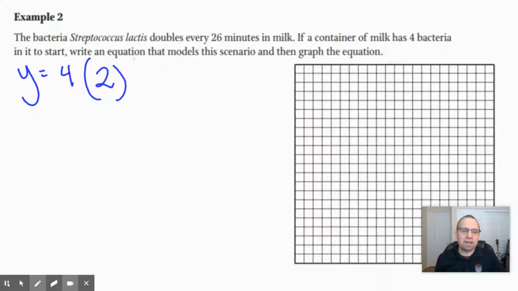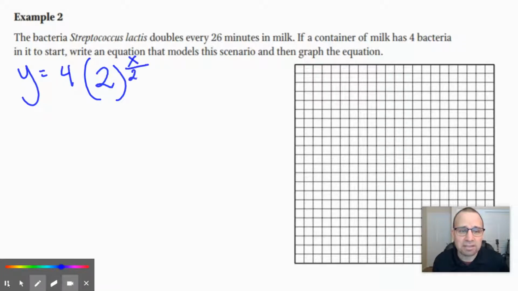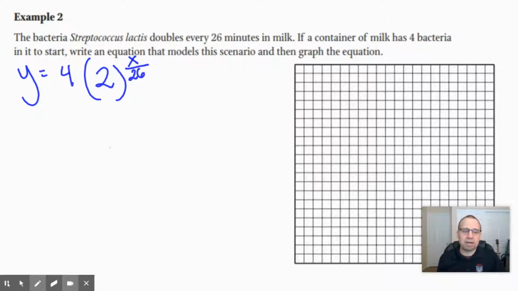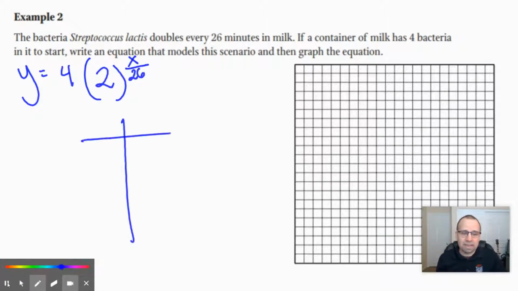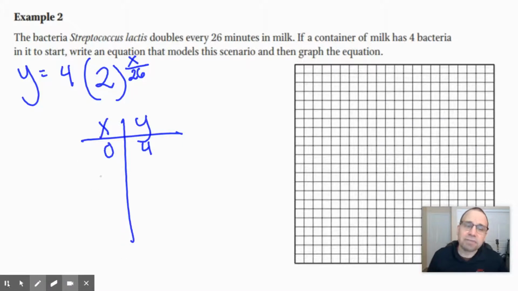So if I put x here, and x stands for the number of minutes, I need to divide that by 26. I'm going to raise this to the x over 26 power. And then what am I going to do? You guessed it, we're going to make a table. Obviously, we start with 0. Anything raised to the 0 power is going to be 1. 1 times 4 is 4, so that's going to be our starting point.